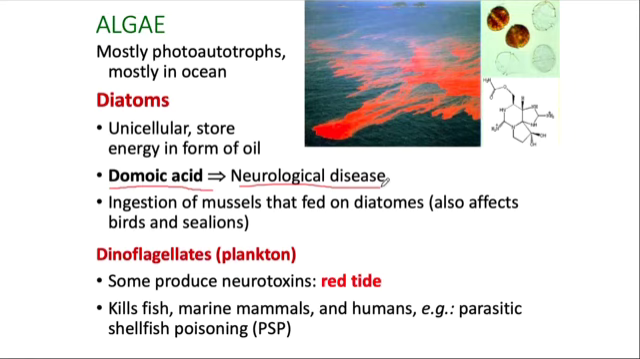Then you have the dinoflagellates, the planktons. Some may also produce neurotoxins like the red tide, as you see in the picture. And these, from time to time, may kill fish, marine organisms, and even humans may suffer from paralytic shellfish poisoning if we consume food that is contaminated with a toxin. So this brings us to the end of part 1 of our lecture on the classification of eukaryotes.